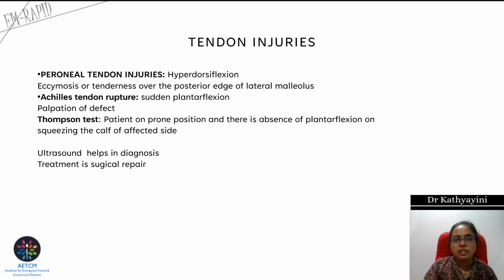And there is a test known as Thompson's test. When the patient is in prone position and there is absence of plantar flexion on squeezing the calf of the affected side, then it is suggestive of an Achilles tendon rupture. Here again, ultrasound helps in diagnosis, and the ultimate treatment is a surgical repair of the tendon. But again, like analgesia and rest, all these things we have to provide from our ED.